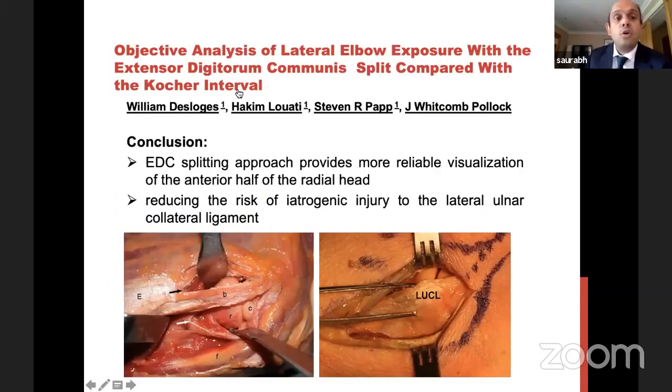So this paper compared EDC with a Kocher approach. If you see this diagram, this picture there, this is your Kocher's approach, anconeus and ECU, and then EDC will be further in the front. So obviously part of this muscle is EDC and part of the EDC is there. So the difference between the 2 approaches is, as you can see with EDC, I can see the anterior half of the radial head. With Kocher's, it's a posterolateral approach, I can see the posterior half of the radial head.